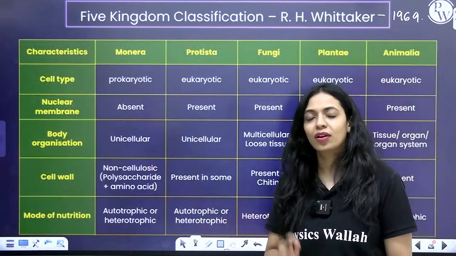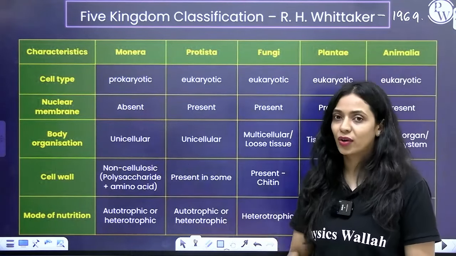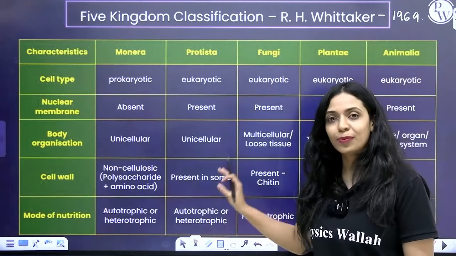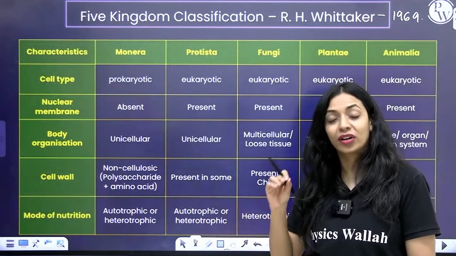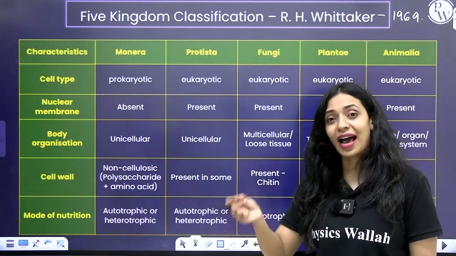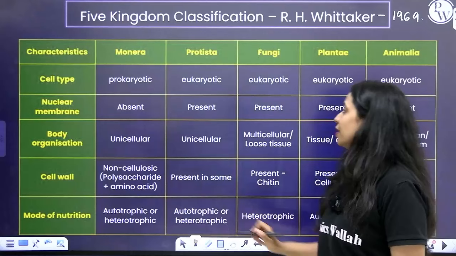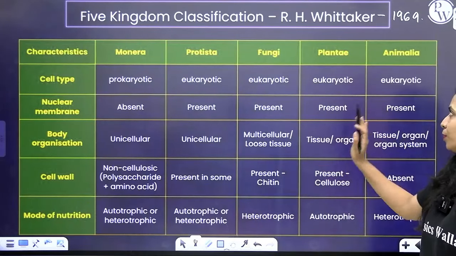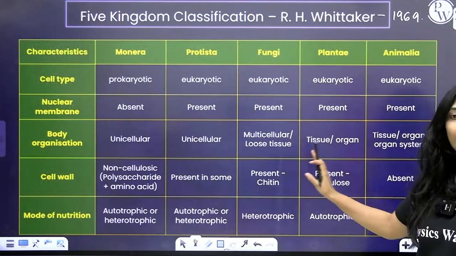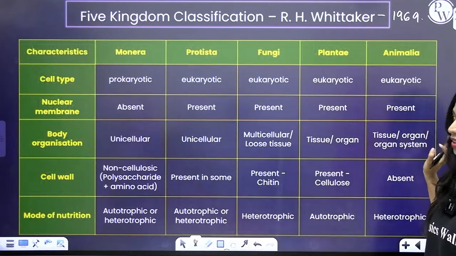Is it unicellular or multicellular? All prokaryotic organisms are unicellular. In Protista, we exclusively have organisms that are unicellular and eukaryotic, right? And in fungi, plants and animals, you see multicellular organization.